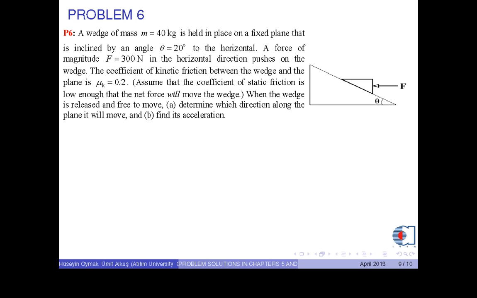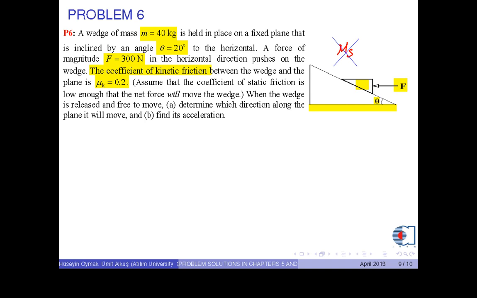In this problem, a wedge of mass m equals 40 kilograms is held in place on a fixed plane that is inclined by an angle theta equals 20 degrees to the horizontal. A force of magnitude F equals 300 newtons in the horizontal direction pushes on the wedge. The coefficient of kinetic friction between the wedge and the plane is mu k equals 0.2.